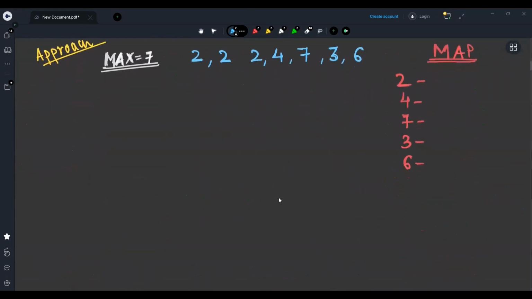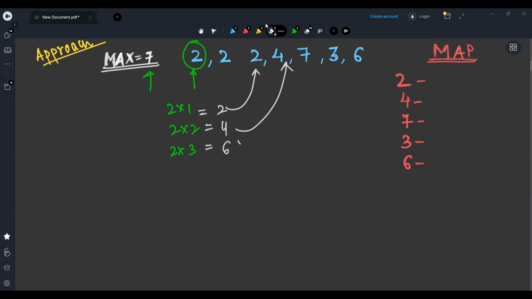If you didn't get it, let's try to dry run the approach. Let's say I come to 2. I will mark its multiples and itself as well: 2 into 1, 2 into 2, 2 into 3, 2 into 4. But we don't need to go to 2 into 4 because the maximum number in there is 7. So let's remove this. Now let's take all the elements 2, 4, and 6. 2 exists, yes. 4 exists, yes. 6 exists, yes. So now I will mark all these elements as true.